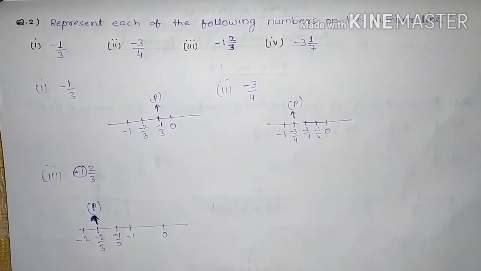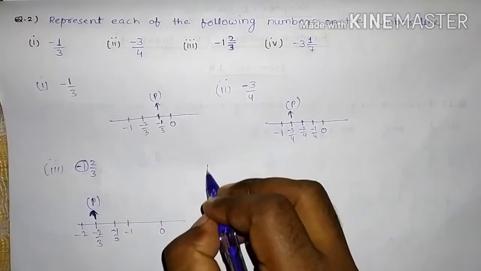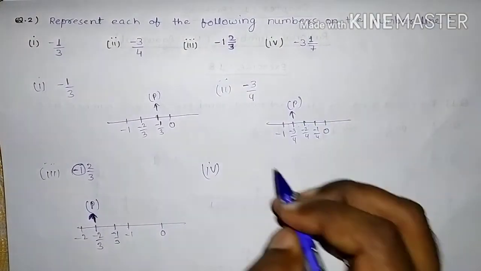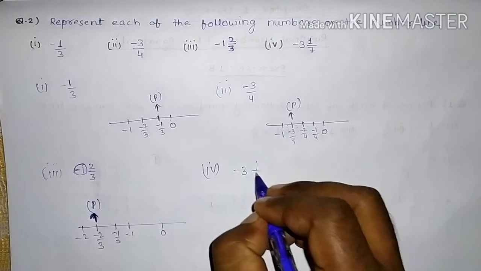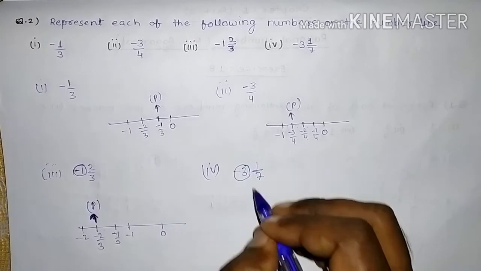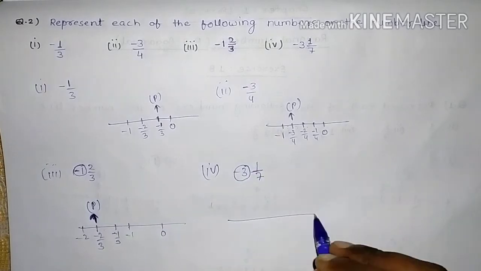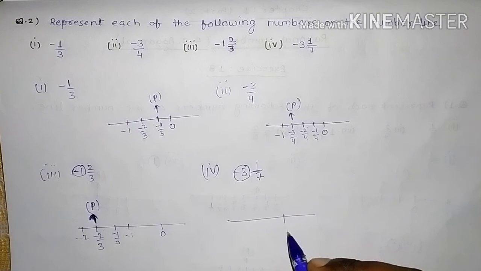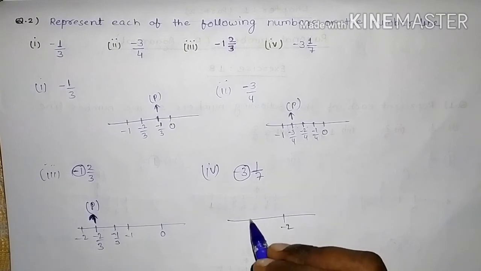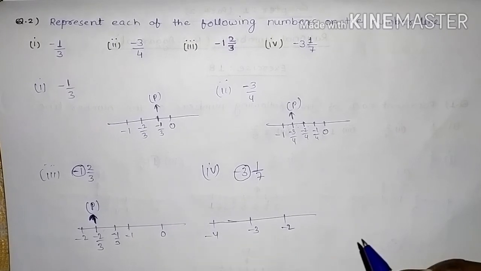Now the last question, that is question number 4, that is -3 1 by 7. Again here -3 is written, so -3 shows this point lies between -3 to -4. So just draw a line here. Let's suppose this is -2, -3 and -4.